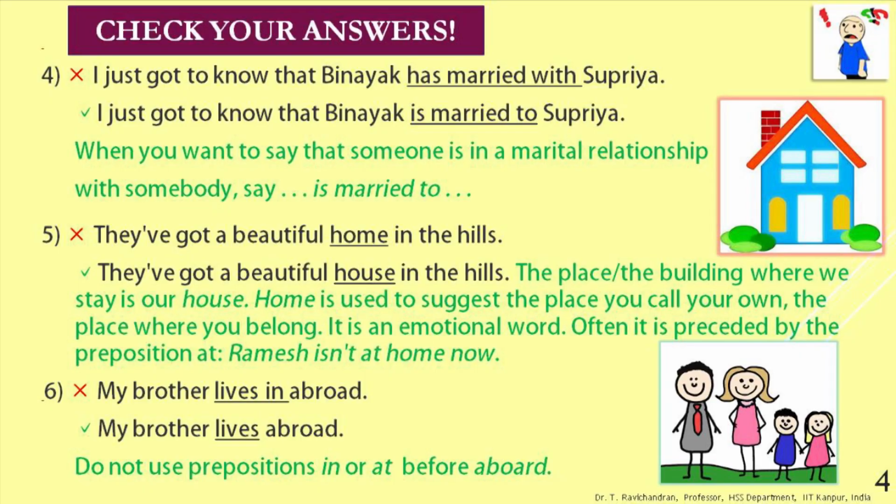Fifth one, the correct form, they have got a beautiful house in the hills, not home in the hills. What is the difference between house and home? The place, the building where we stay is our house, the brick construction, whereas home is used to suggest the place you call your own, the place you belong, the place you live with your family members, the place where you think your family is, not necessarily your blood relation, wherever you feel at home.